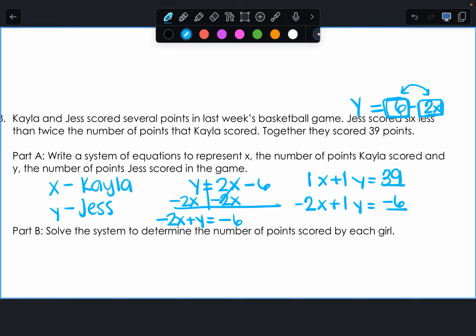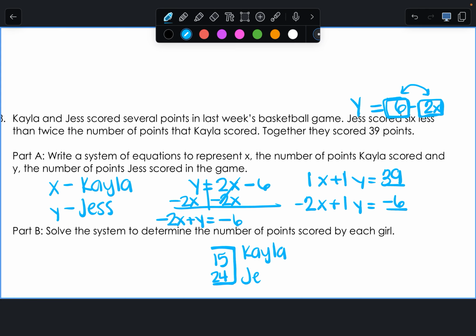Put that into matrix. We're trying to save time, so let me do it real quick. Negative 2, 1, negative 6. And you get 15 and 24. So 15 would be Kayla.